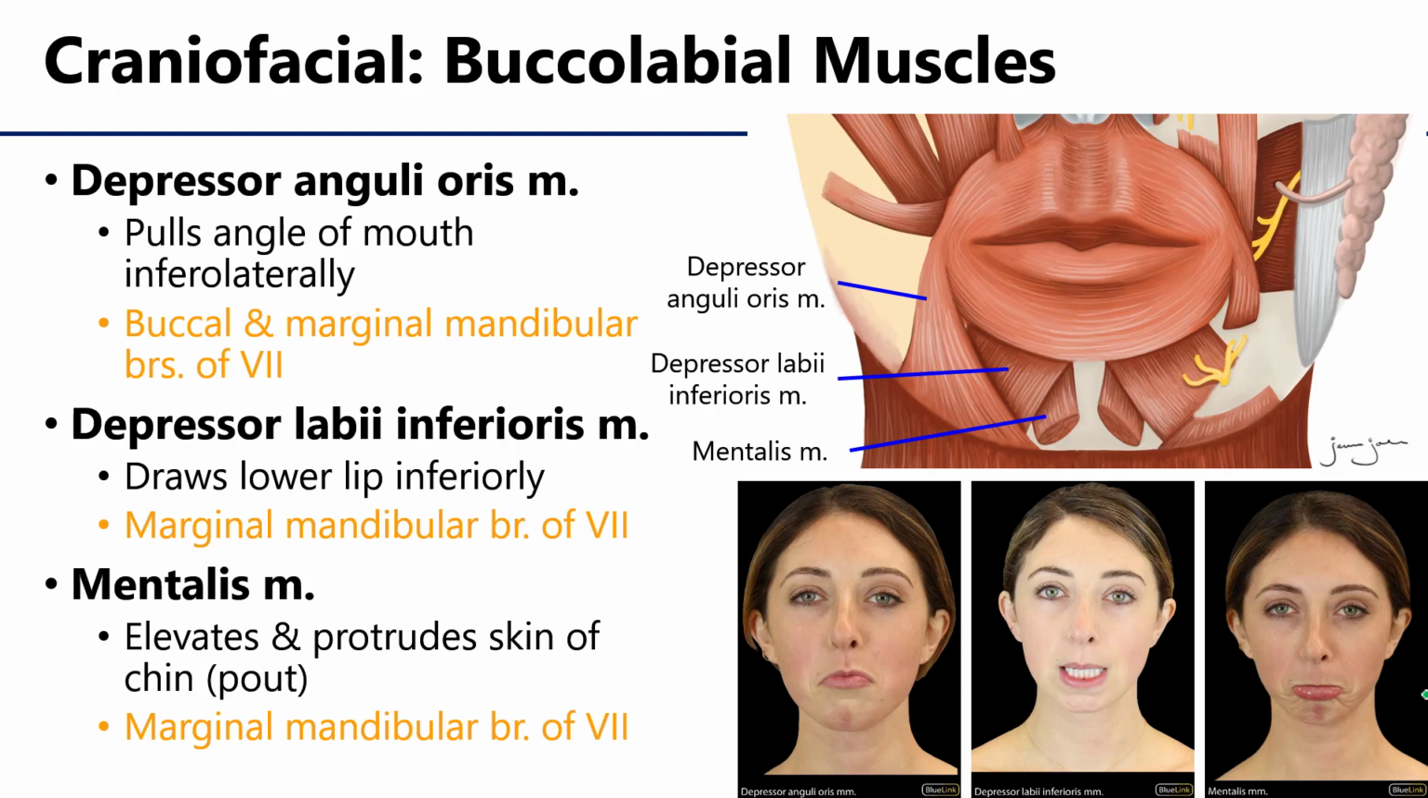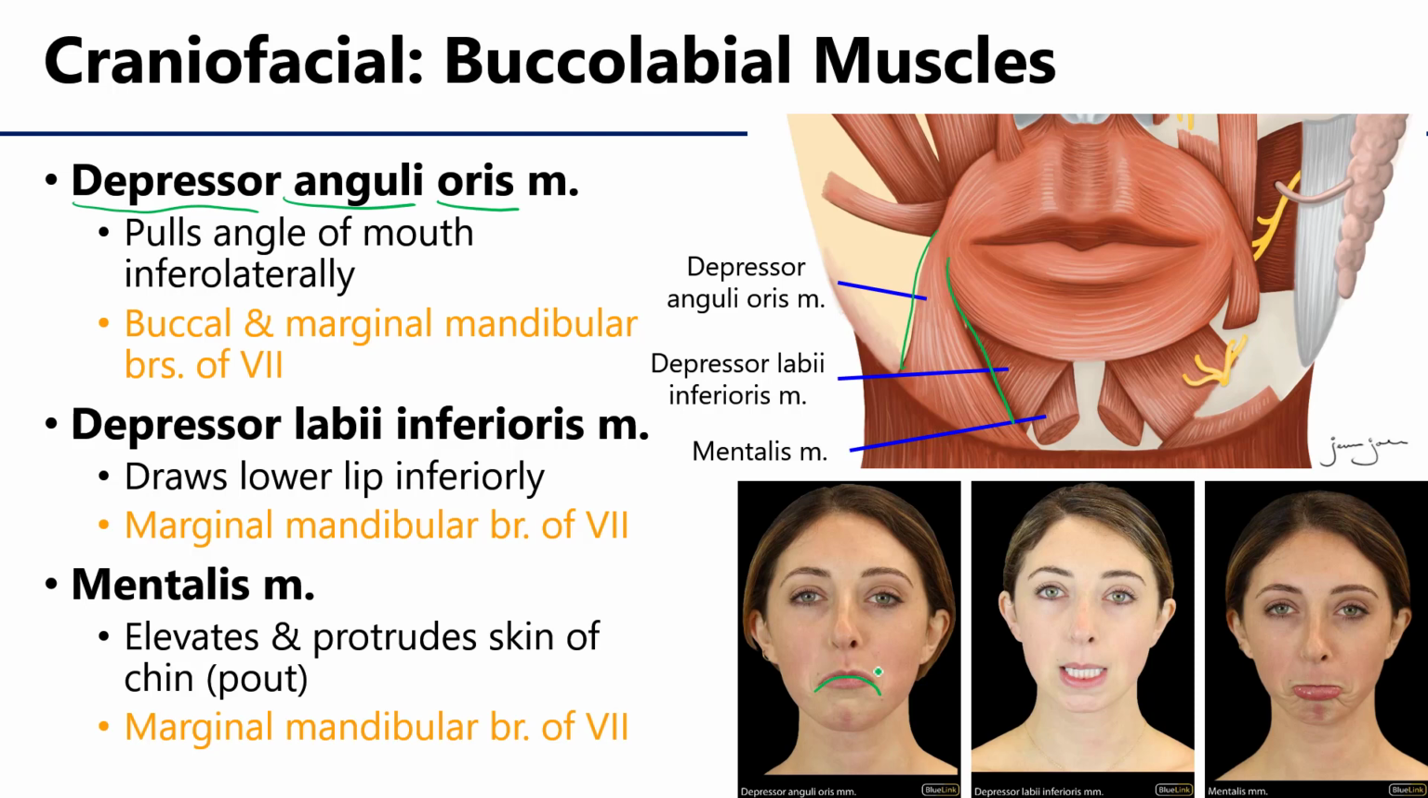These include the depressor anguli oris. So depressor depresses the angle of the mouth. This pulls the modiolus inferolaterally. Depressor anguli oris has a triangular morphology to it, and you can see it more laterally flanking the chin region. And this is your frowny face muscle. Depressor anguli oris is innervated by both buccal and marginal mandibular branches of the facial nerve.